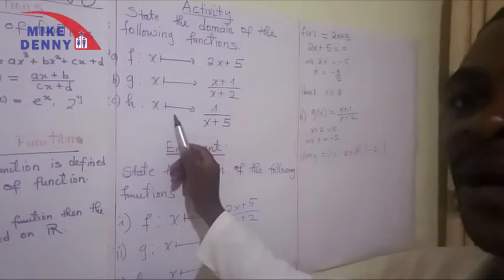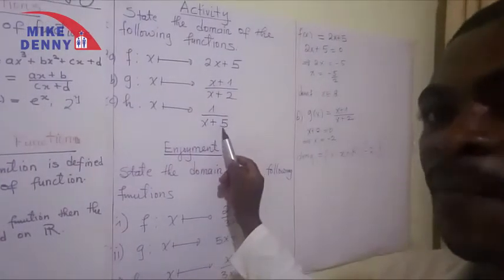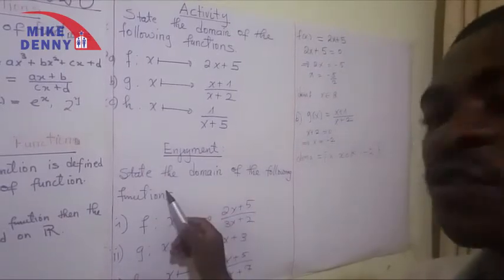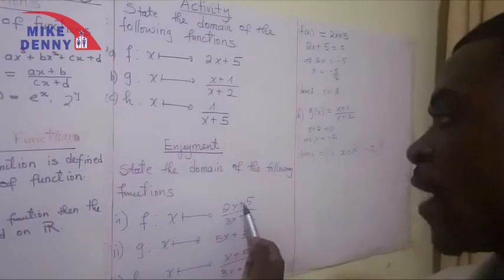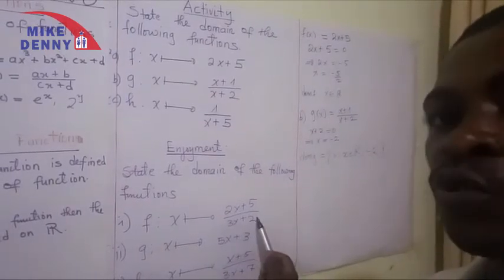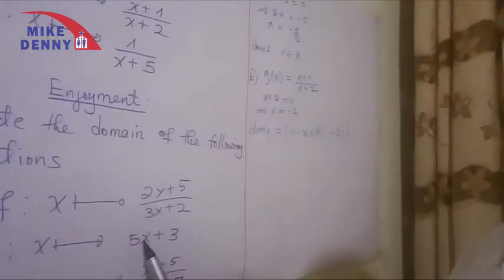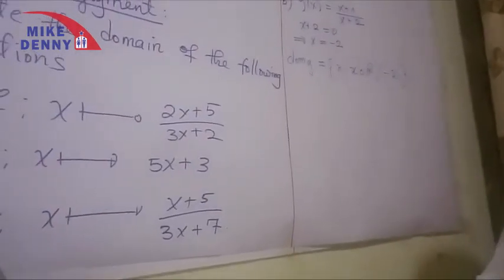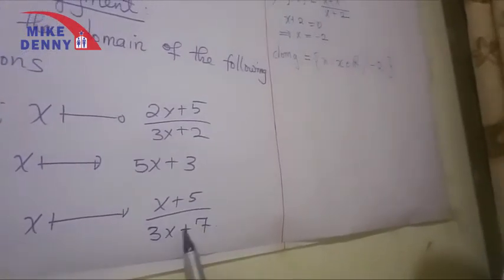After solving the C part, h is such that x is mapped to 1 over (x plus 5). So now we want to move to the exercise. They say state the domain of the following functions. The first function is f such that x is mapped to (2x plus 5) over (3x plus 2). The next, we have g such that x is mapped to 5x plus 3. And the last one is h such that x is mapped to (x plus 5) over (3x plus 7).